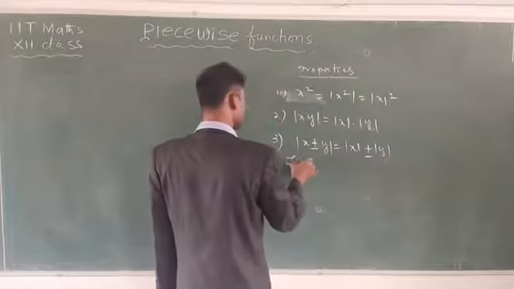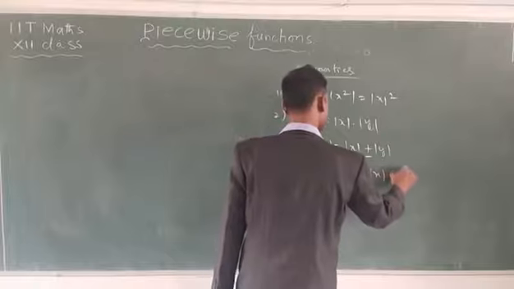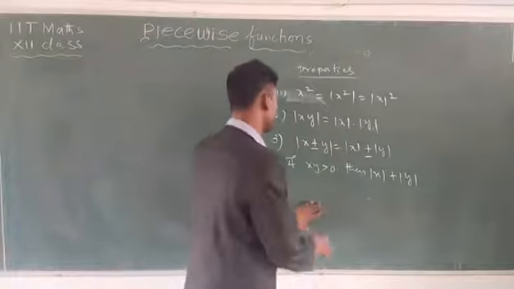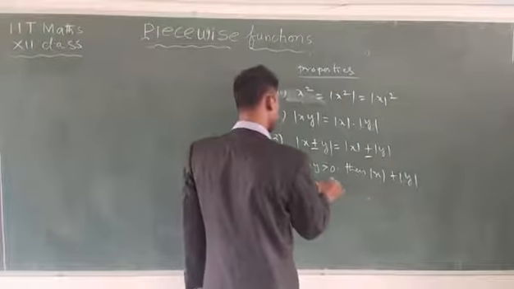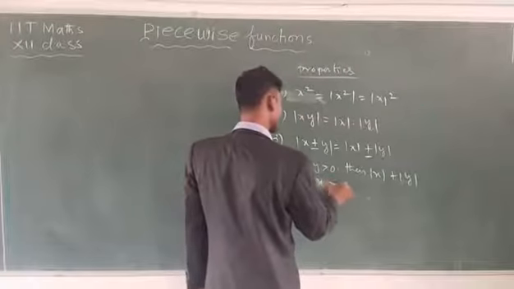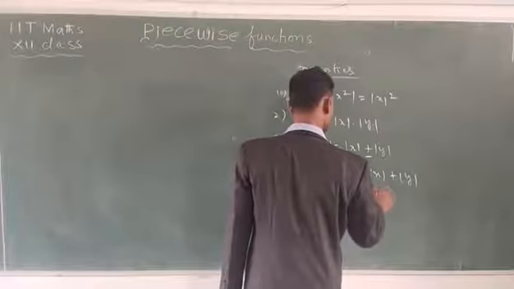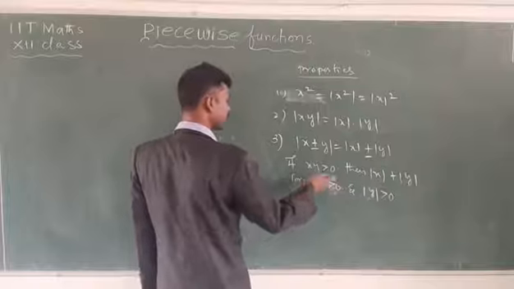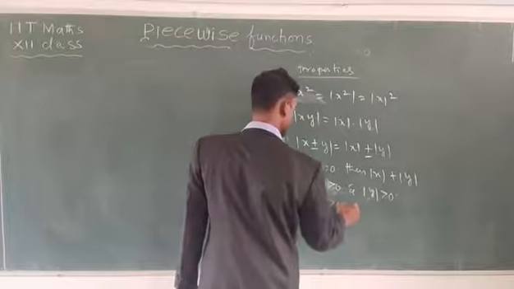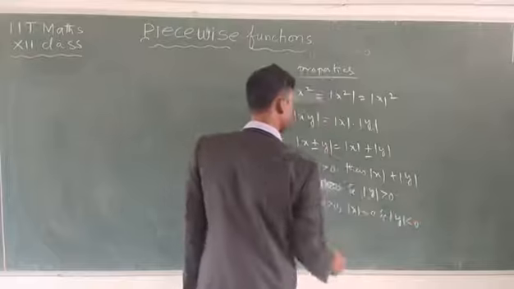Modulus of x plus y is equal to modulus of x plus modulus of y if xy is greater than 0, that is, both are positive: x is greater than 0 and y also. That means modulus of x is greater than 0 and modulus of y also greater than 0. And second, xy is greater than 0 and x is less than 0 and y also less than 0, then only it is possible.